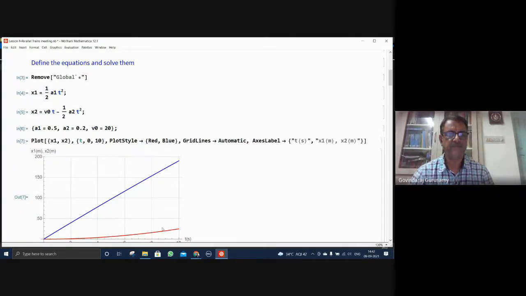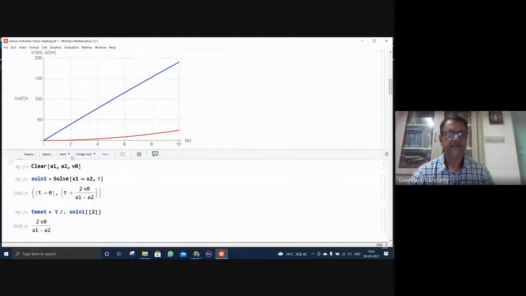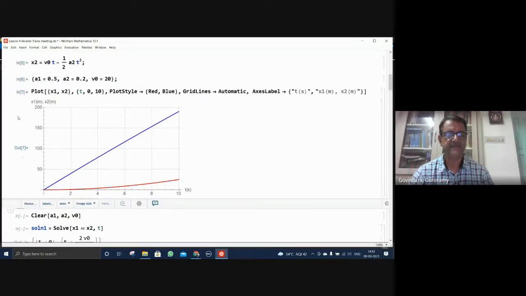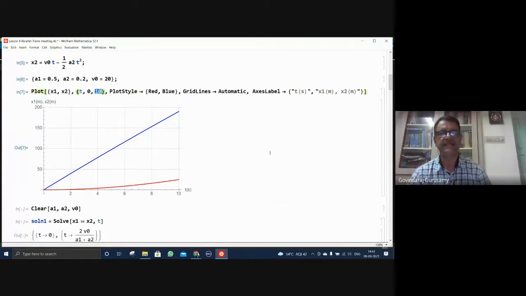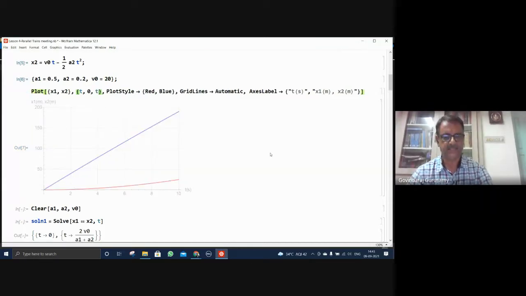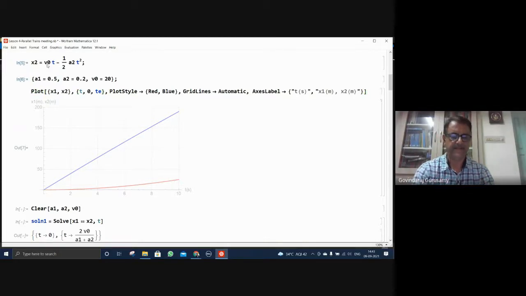Do they meet now? They are still separated by a distance. You can see this is x1 meter, this is x2 meter. They are not meeting each other within 10 seconds. Do they meet? No, sir. No, they are not meeting. So one possibility is I would like to scan the end time T end. I can manipulate.